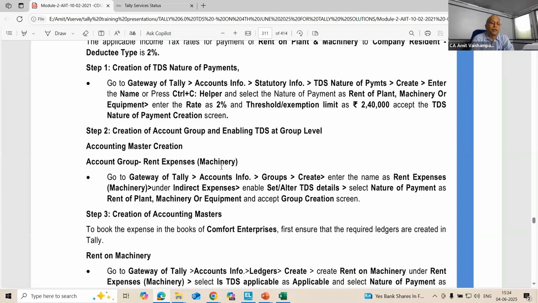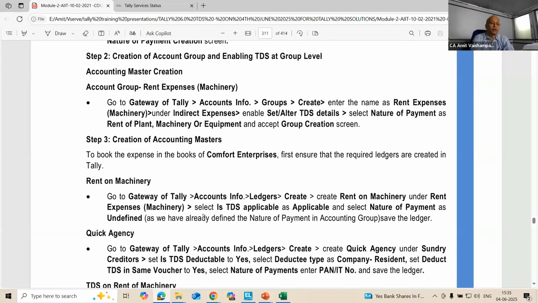It also has a structure, and once you have made it applicable to the group, any ledger created under that group will automatically get it. I hope all of us are Tally users and we are aware of how Tally typically operates. So Tally has a concept of ledger groups and ledger per se. So once TDS is made applicable at a group level, it also becomes applicable at a ledger level. In this case, we have created this rent expense as a group and rent on machinery as a ledger. So rent on machinery is a ledger.